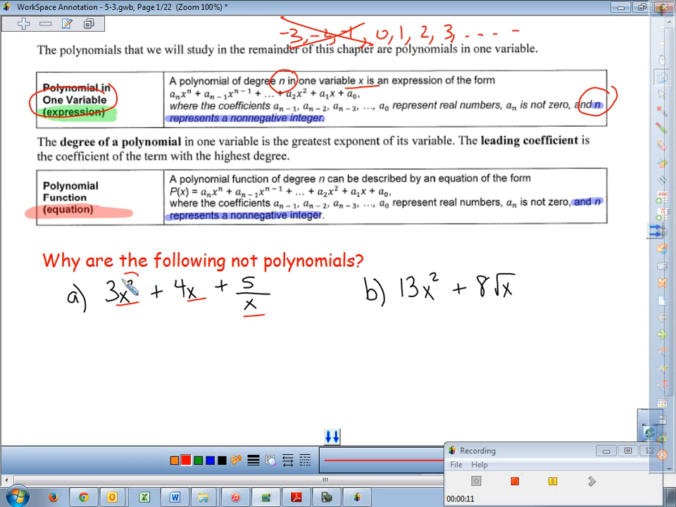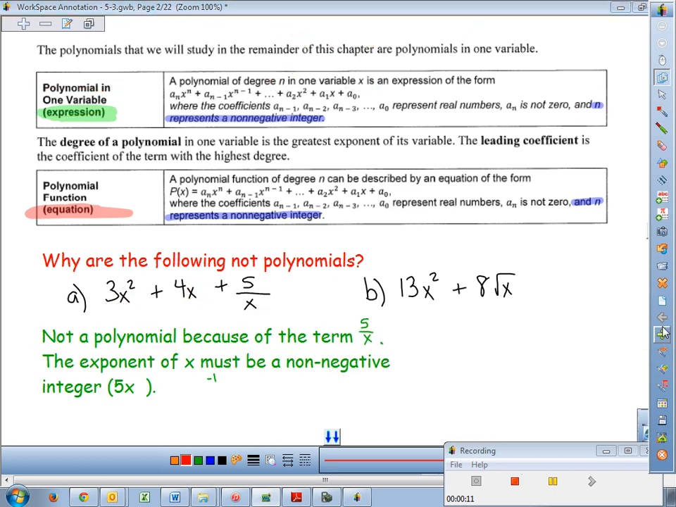The exponent here, that's a non-negative integer. Correct? But see this? Where's that x located? Upstairs or downstairs? If I was to rewrite it with it upstairs, what would the exponent be if that was to change houses and come upstairs? Wouldn't it be a -1, right? So do you realize that this has a negative exponent on it? That's why it's not a polynomial. So in words, it's not a polynomial because of the term 5 over x. The exponent of x must be a non-negative integer, and that should say 5x to the -1 right there.